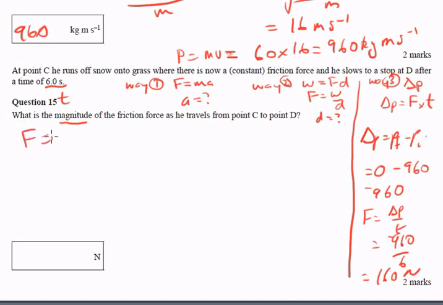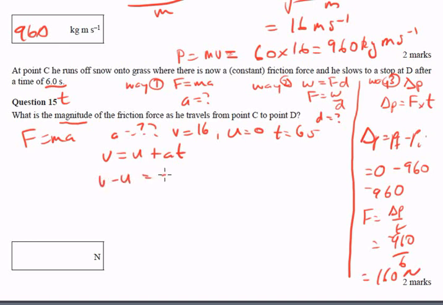Alright, F equals ma, that's what we're going to go with. The a, we don't know. We've got his initial speed, which was 16 from here. His final speed equals 0, and we've got the time equals 6 seconds. So what equation of motion had all those in it? v equals u plus at. So v minus u equals at. v minus u over t equals a.